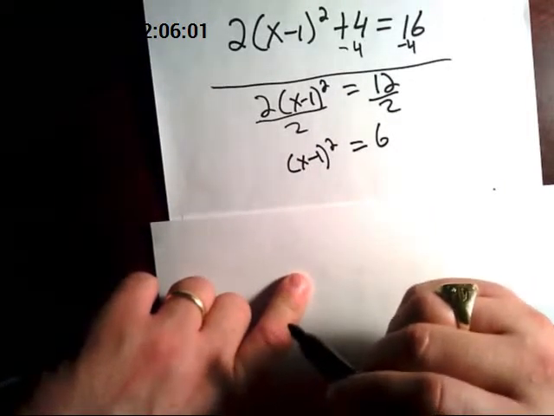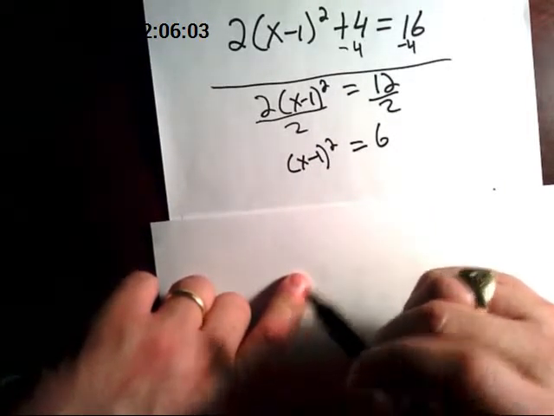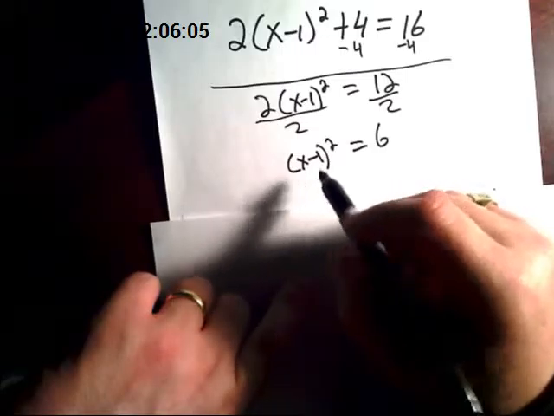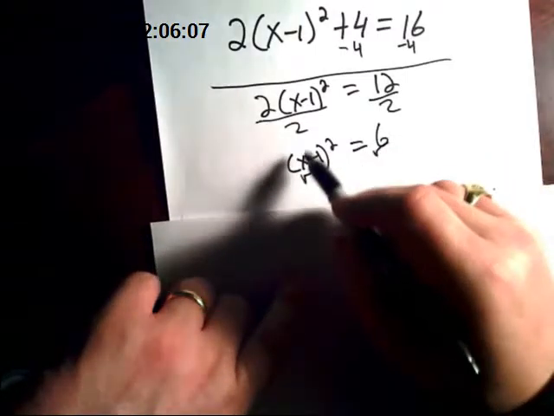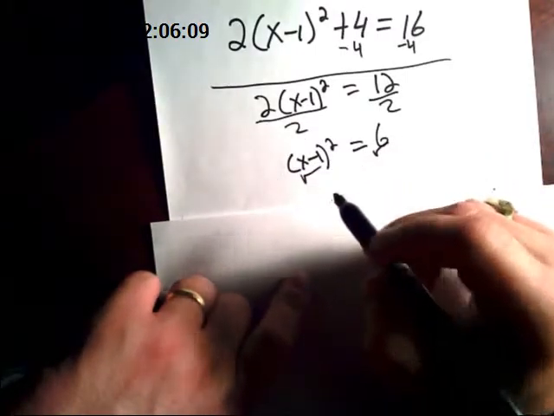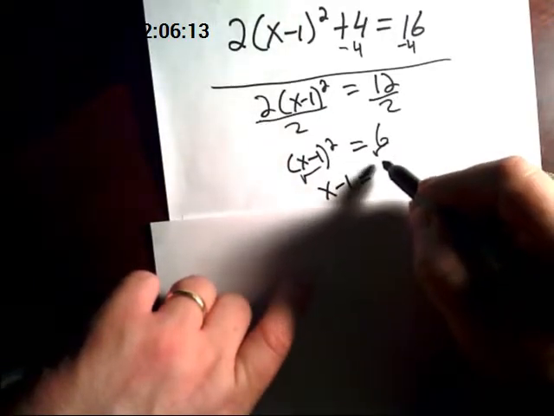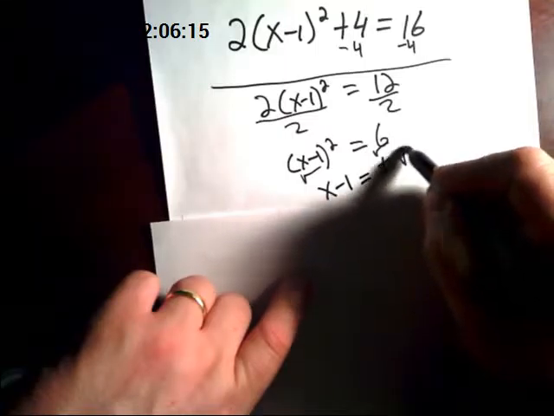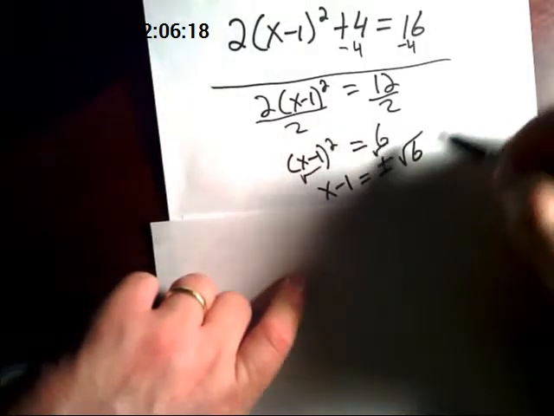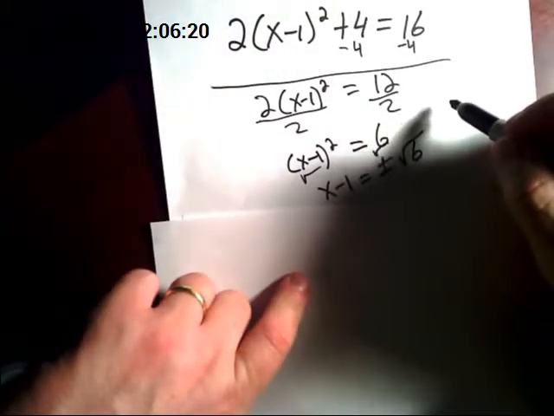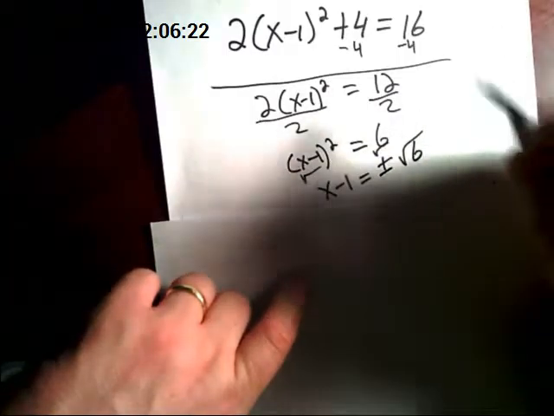Now this is just a straightforward square root problem. I take the square root of both sides again. When I take the square root of this, the square root of a number squared is just that thing. I have two answers, plus or minus the square root of 6. Well, I can't break 6 down because that's 3 times 2, and those aren't perfect squares.